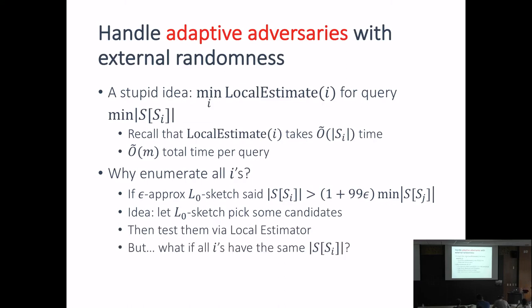However, some bad things would happen. What if all i have the same size of reachable set? In that case, this L0 sketch cannot tell the difference between any of them, and then it will just pick all sets as the candidate set. So that would be pretty bad.